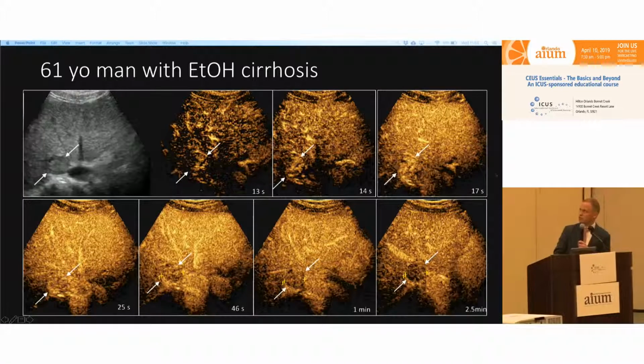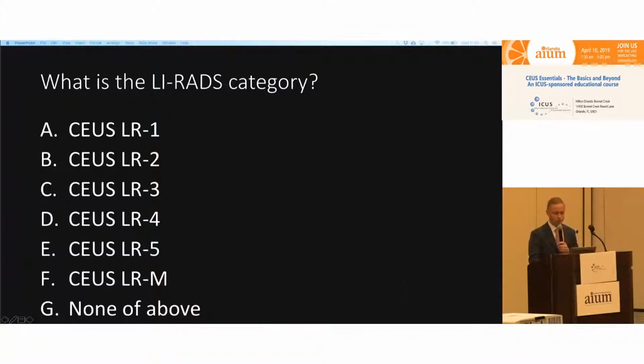So you can see this lesion has a little bit of arterial phase hyperenhancement, and then it starts washing out at 46 seconds, and then at 2 minutes, it demonstrates more prominent washout. So which category would you assign to this lesion?